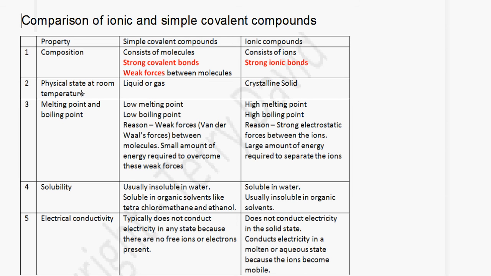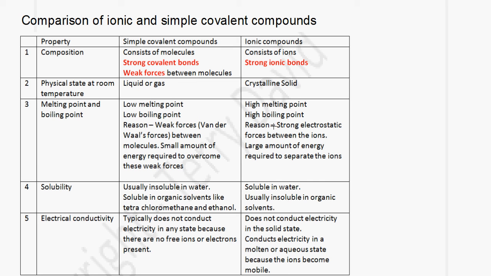The second physical property is that simple covalent compounds are either liquids or gases at room temperature. In the case of ionic compounds, they are crystalline solids. If we compare melting point and boiling point, simple covalent compounds have low melting points and low boiling points. And the reason for this is that we have weak forces between the molecules. These weak forces are referred to as van der Waals forces. And because these forces are weak, a small amount of energy is required to overcome these weak forces. And that is the reason why simple covalent compounds have low melting points and low boiling points.